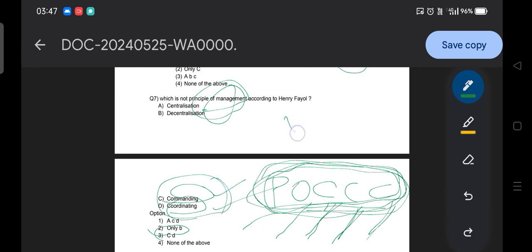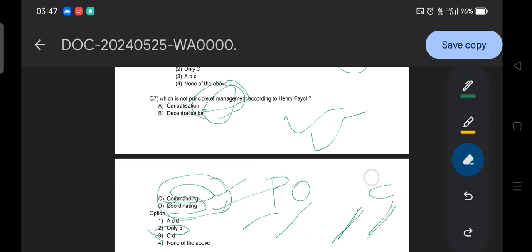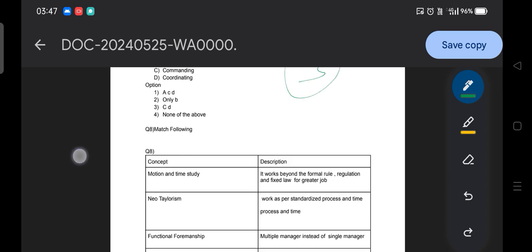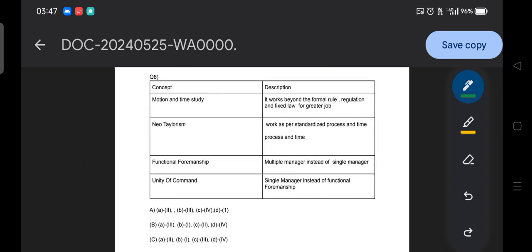The principles of management include hierarchy and authority, equity, initiative, and individual interest being subordinate to the common, general interest. So these are part of the principles of management, and commanding and coordinating are part of the functions of the executive. So the answer to question number 7 is option 3. Then moving to the next question, question number 8, where you match the following, and the time starts now.